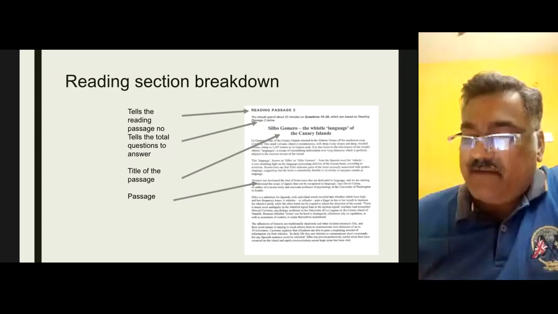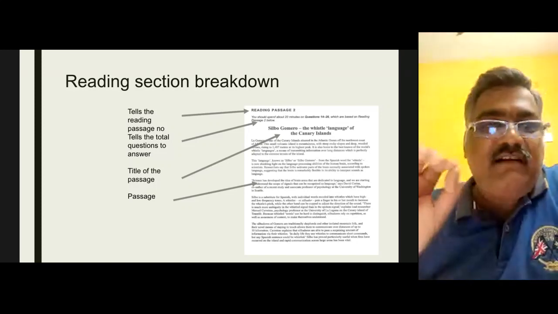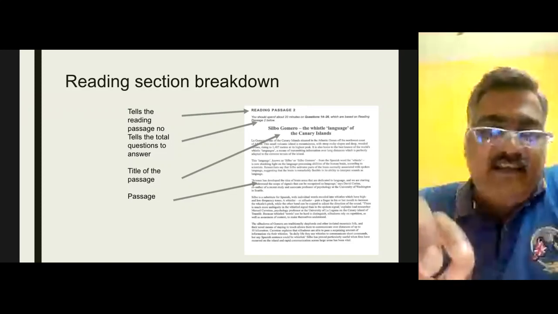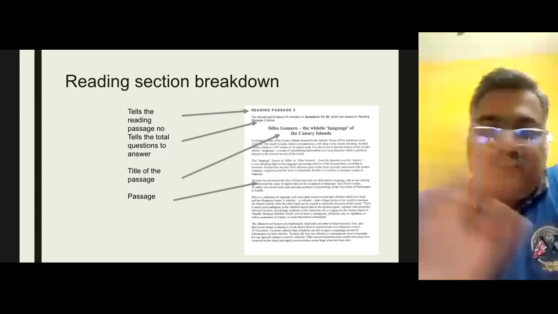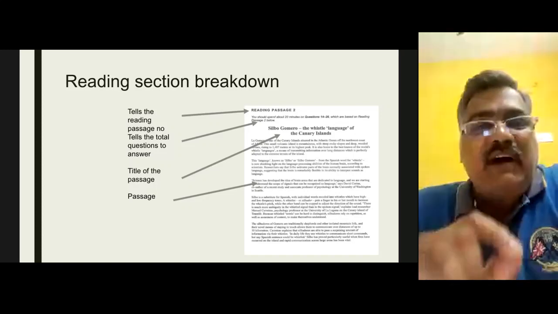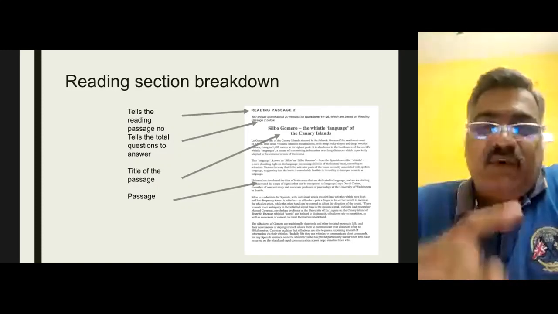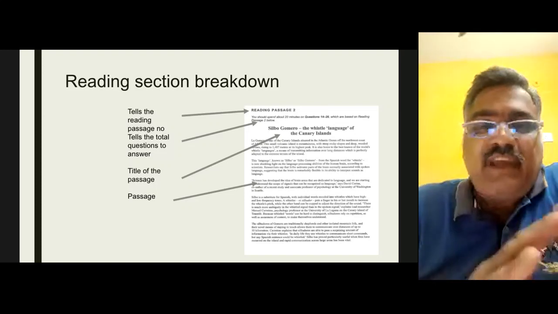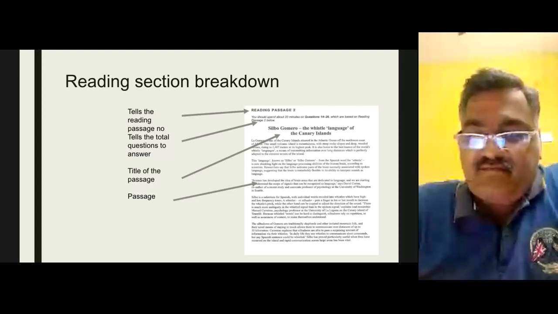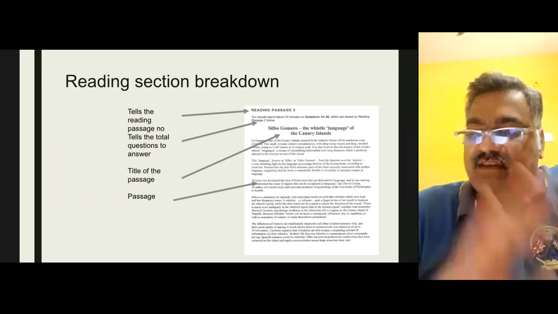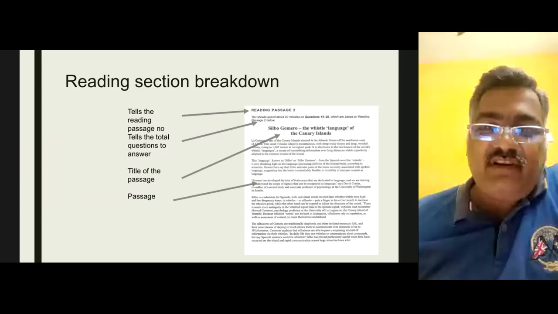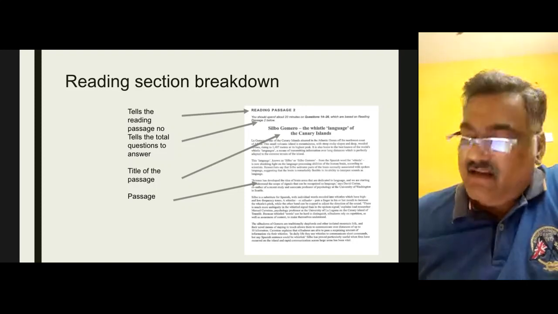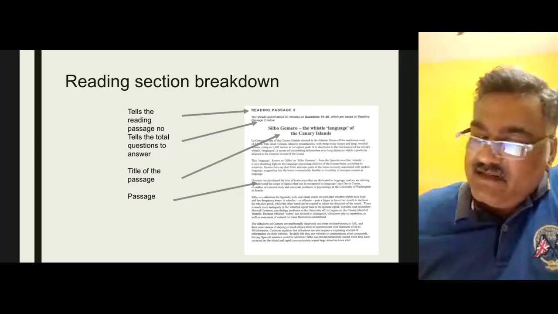All right. Sometimes these paragraphs are marked as A, B, C, D, E, F, G, like that, with alphabets, or they are marked as numericals 1, 2, 3, 4, 5. Okay, so it is just to make our life easier, nothing else. Okay, so this is how a reading section appears in your test. All right, now can we go to the next slide, please?